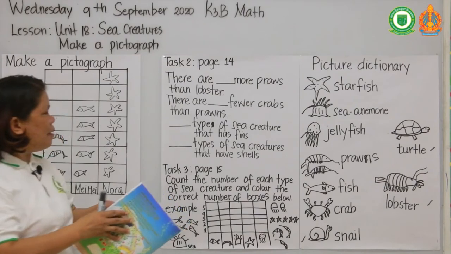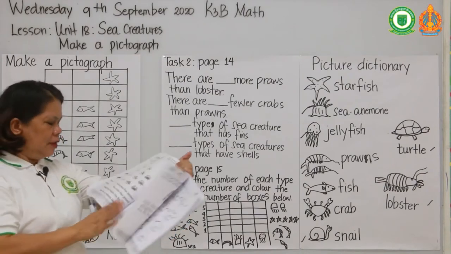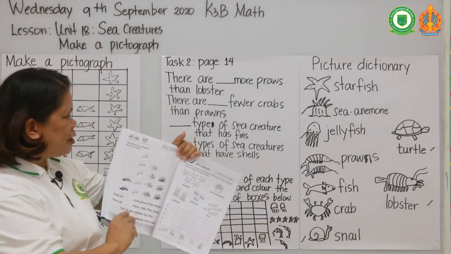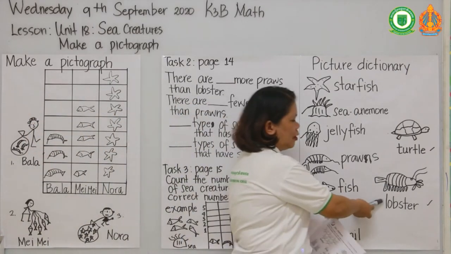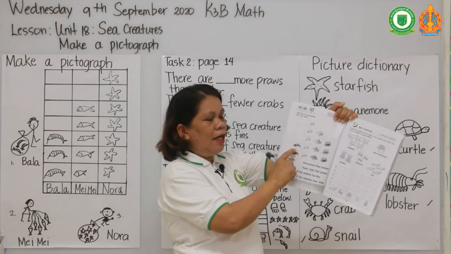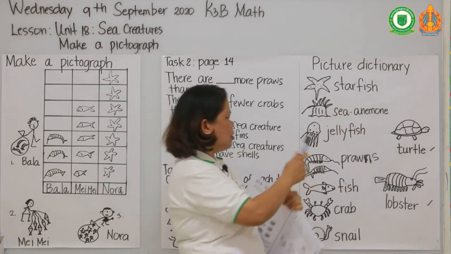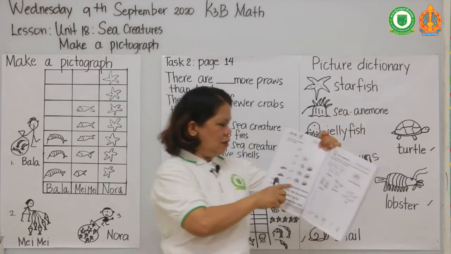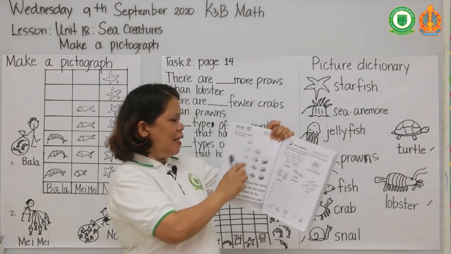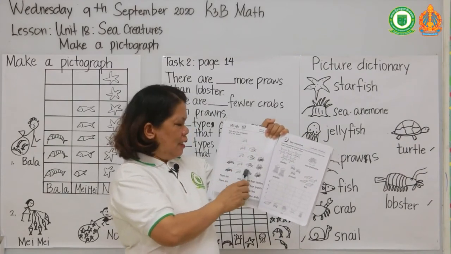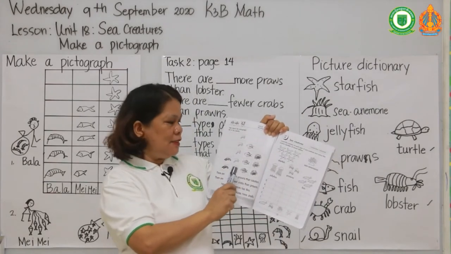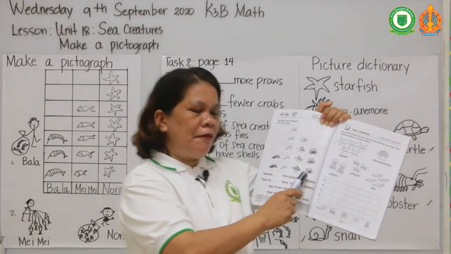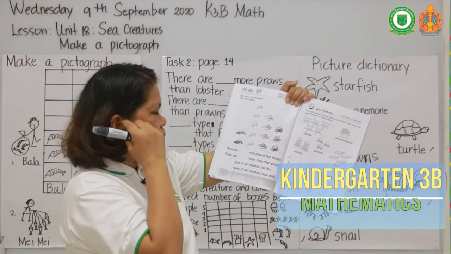Okay, for activity number 2, look at the lobster. So this is a lobster. Okay, there are 2 lobsters. These are prawns. Okay, prawns. 1, 2, 3, 4, 5. There are 5 prawns. And fishes. 1, 2, 3, 4, 5 fishes. And 3 crabs. Okay.